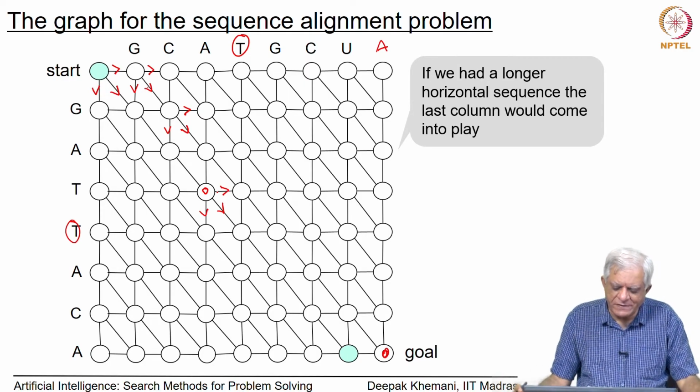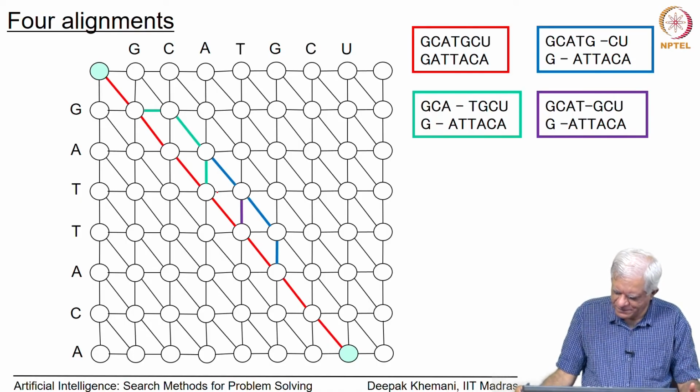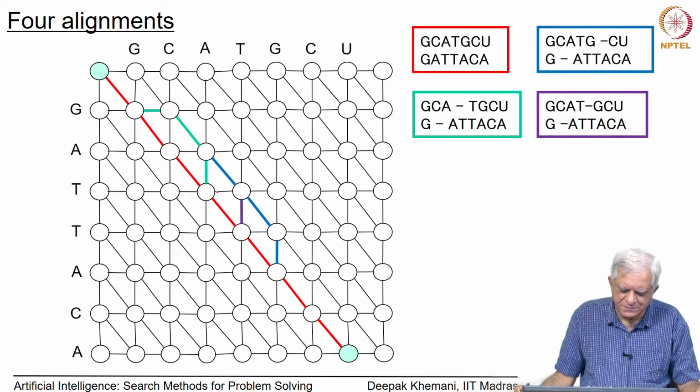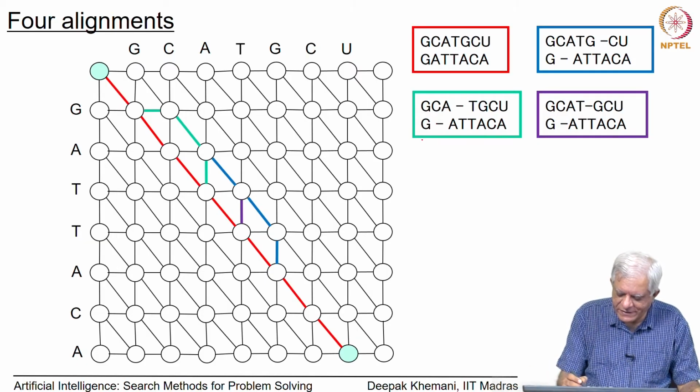So, for these two given strings, here are 4 possible alignments shown in 4 different colors. So, the first one is red, which is simply saying that there are no gaps inserted, and as you can see, the path that this alignment represents is the diagonal from the start node to the goal node without any deviations in any place essentially.